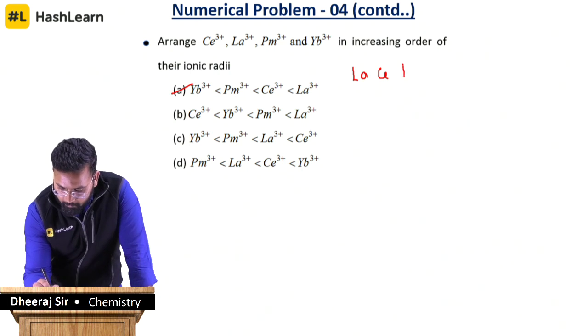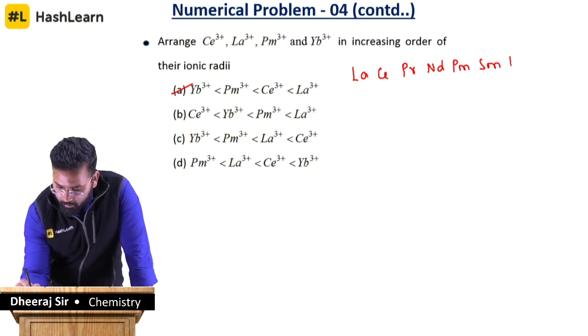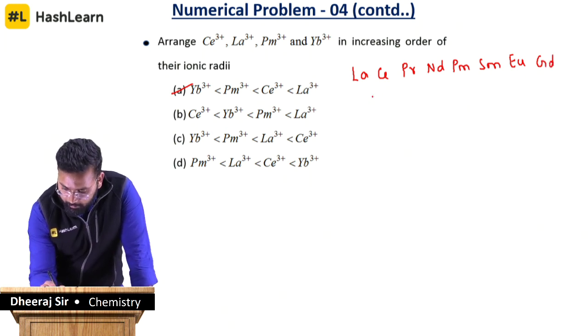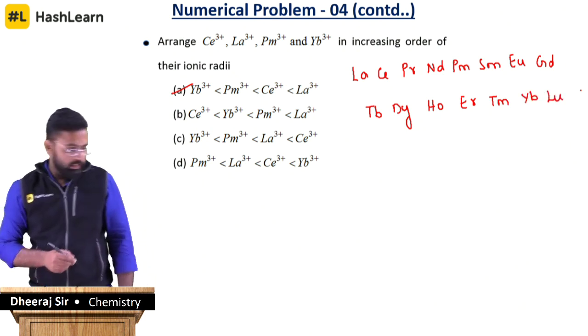Lanthanum, cerium, praseodymium, neodymium, promethium, samarium, europium, gadolinium, terbium, dysprosium, holmium, erbium, thulium, ytterbium, and lutetium. This is how it goes, guys.